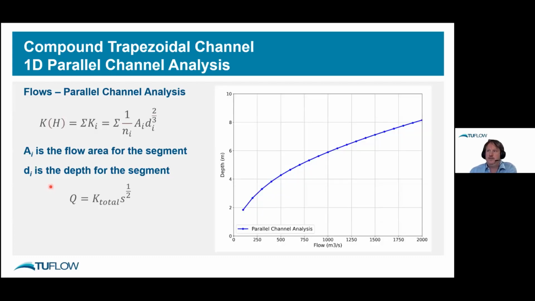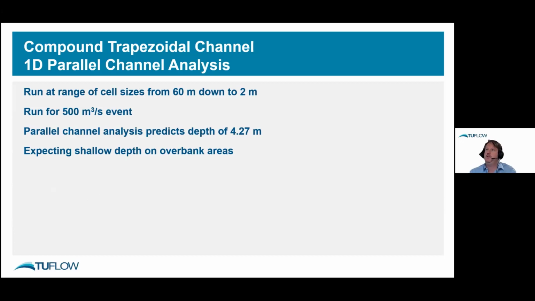So if we do that for that particular channel that I described, that's the flow versus depth curve that we get. At about 500 cubic meters a second, we're expecting to see a water level or depth in the main channel just above 4. What we did was run that as a model with a range of cell sizes all the way from 60 meters, so the total channel width there is 60 meters, down to 1 or 2 meters across there. I think in this presentation, I've only got down to 2 meters. We did actually look at going further down, but the trend still holds.